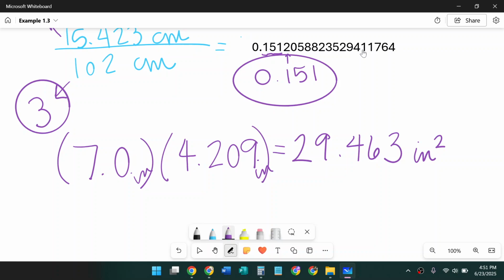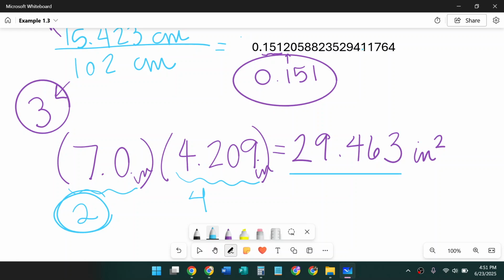Now, let's decide, do we need to have any change to this number before we report it? This has 2 significant digits. The 7 is significant. The 0 is at the end of the number, and it is non-zero, so those both count. And in this one, 4.209, we have 4 significant digits. 3 of them are non-zero, so they're obvious. The 0 is between the 2 and the 9, which are significant, so it's also significant. Which has fewer significant digits? 7.0. It only has 2, so this answer can only have 2 significant digits, which means 2 and 9.